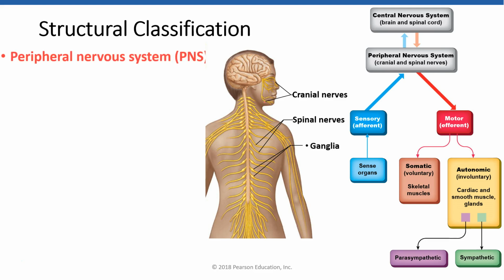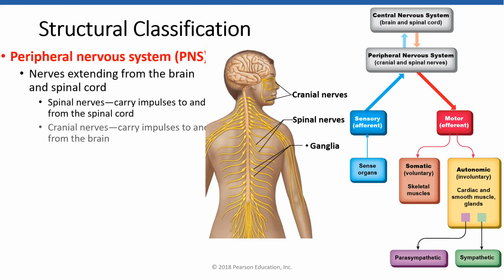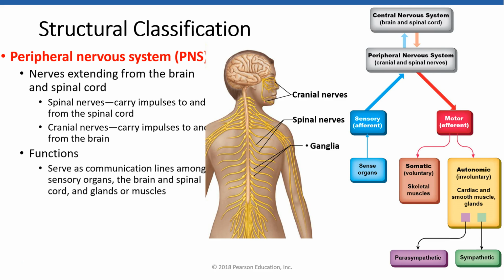Next is the peripheral nervous system. This is the cranial nerves and the spinal nerves. This is grouped based on those structures as well. The cranial nerves here and the spinal nerves branching off the spinal cord. That's the peripheral nervous system.